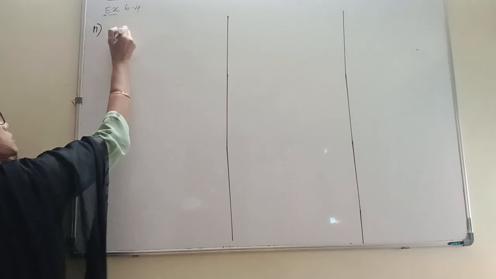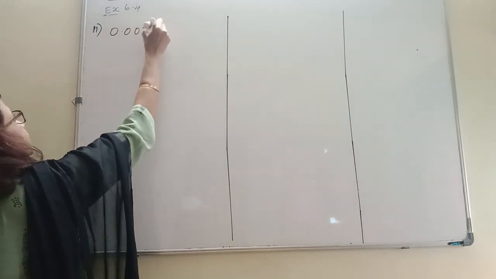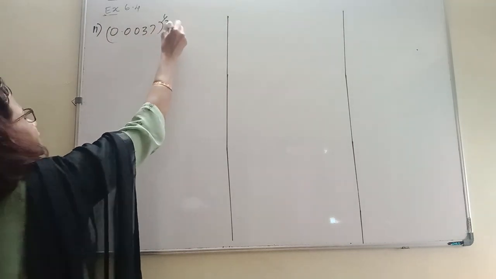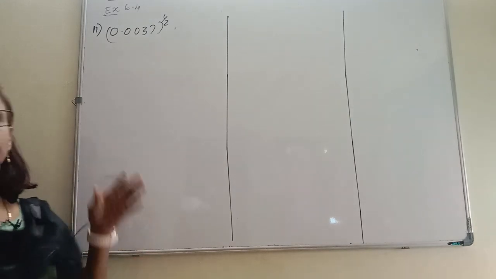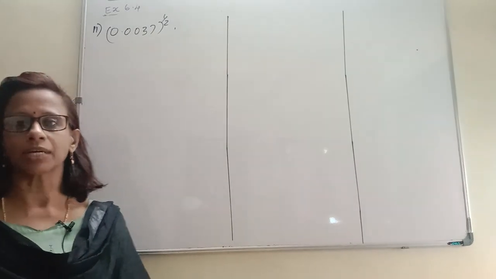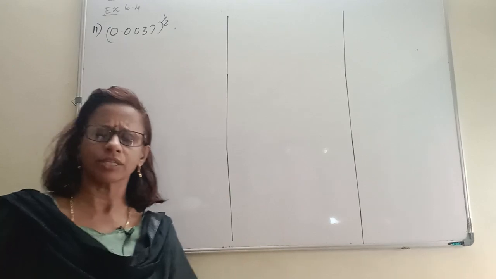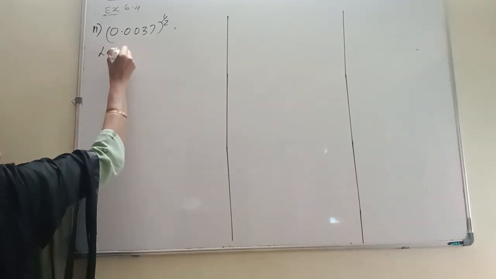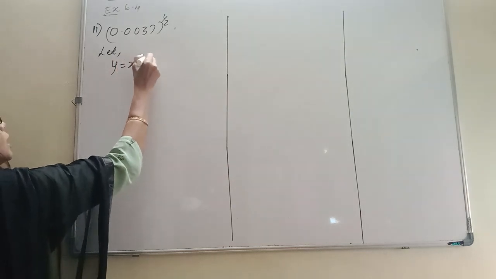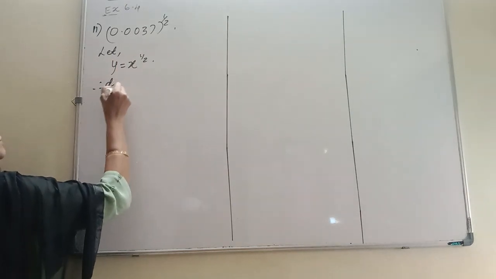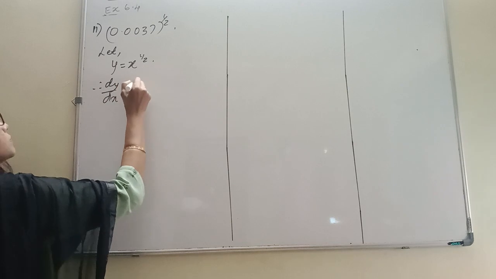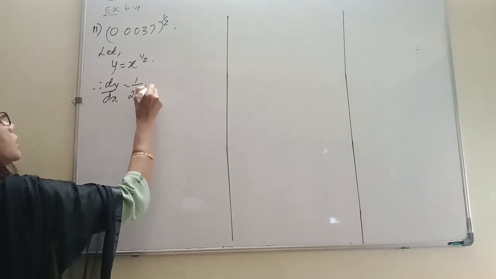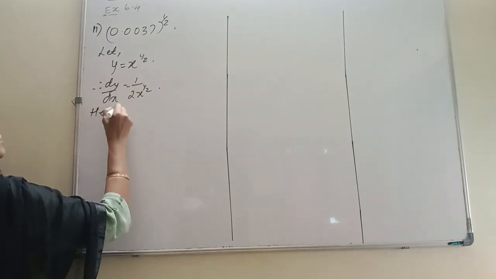The question is 0.0037 raised to half. That's quite easy. We've been doing this for quite some time. We know that we directly start with y, and it's very stereotyped. So we say let y equal to x raised to half. That quickly gives dy by dx equal to half x raised to minus half.